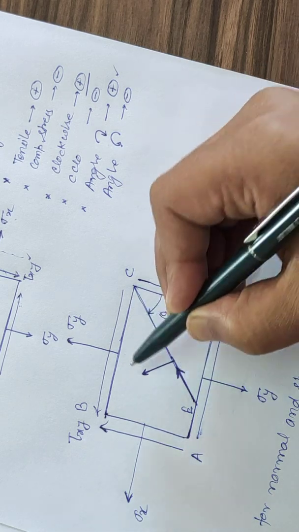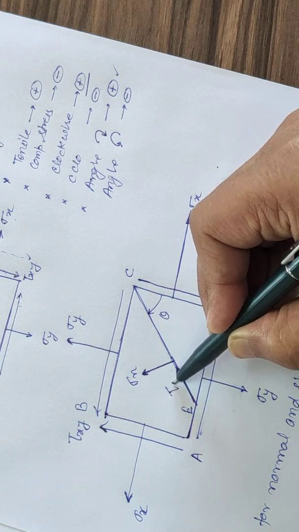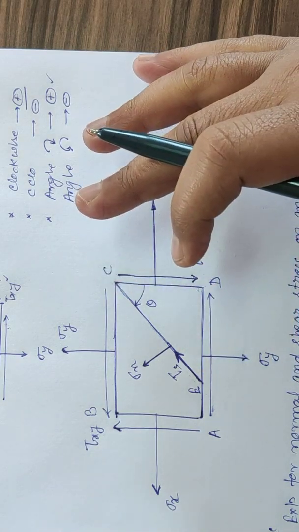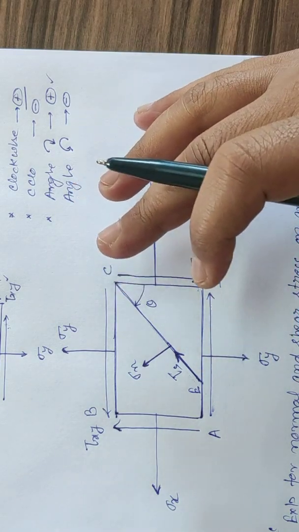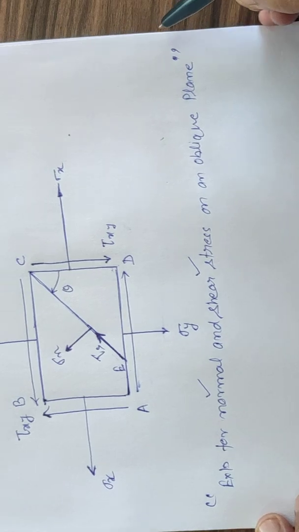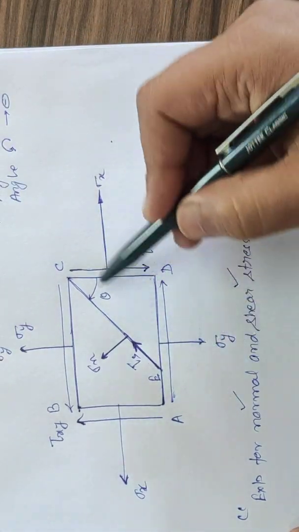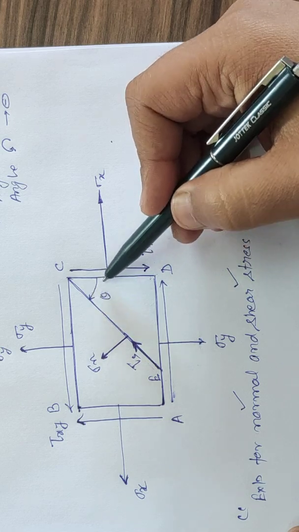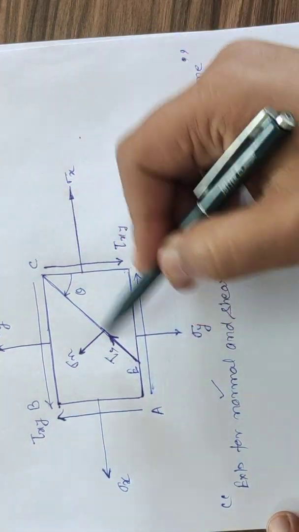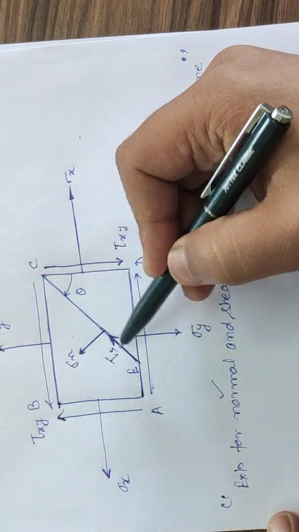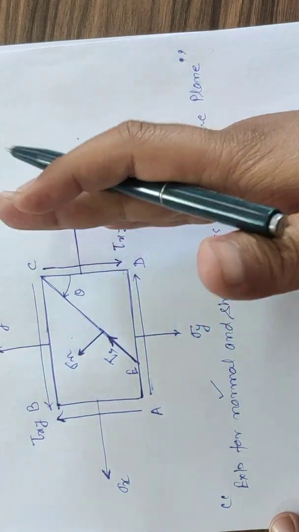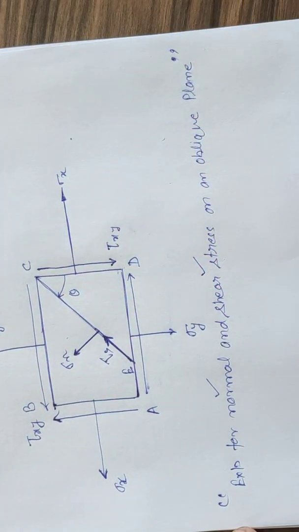So let's say this is sigma n and this is tau s. Our member is subjected to combined stresses, and by taking all the loads we are calculating the normal stress and shear stress on a particular plane, whose location is given by an angle theta. So this is the objective plane, and we have to calculate the normal stress and shear stress on it. The thickness of the element we are taking as unit.